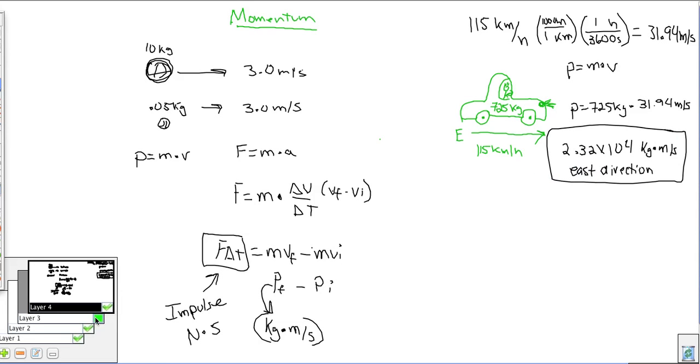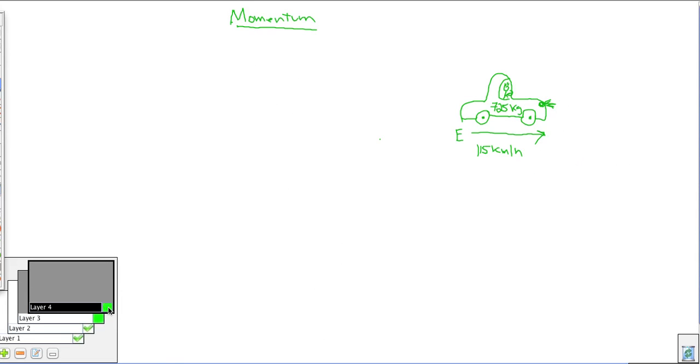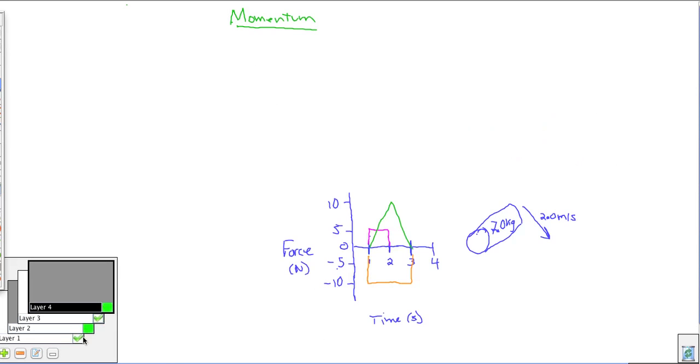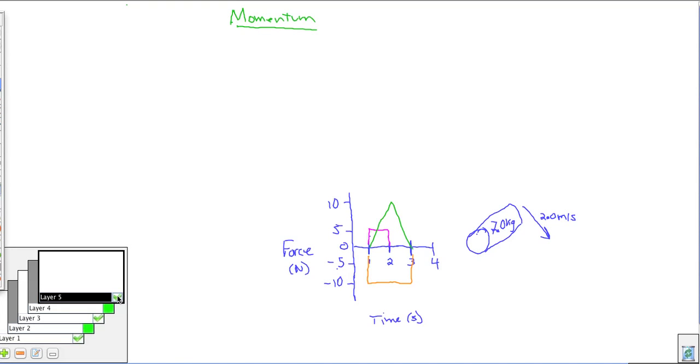Alright, let's look at one more little problem right here. We'll get rid of that one, and let's do this one right here. So here I have a situation of a cylinder. Let's say we've got a cylinder that's 7 kilograms, and it's rolling along a flat surface at 2 meters per second.